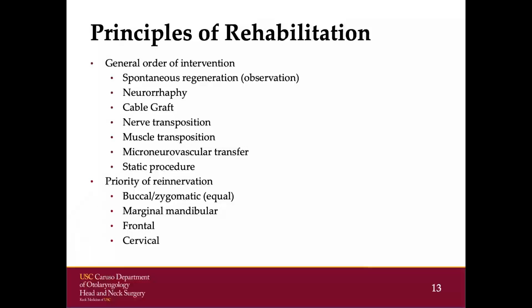And then a lot of these procedures can and are performed in conjunction, depending on the patient's needs. Oftentimes, especially in the head and neck setting, there is a situation where there's sacrifice of the nerve, and there needs to be some sort of selective rerouting of the innervation. And if that's the case, then there's a priority of reinnervation that we should follow, starting with the buccal and zygomatic branches, followed by the marginal mandibular branches, the frontal, and then ultimately the cervical.